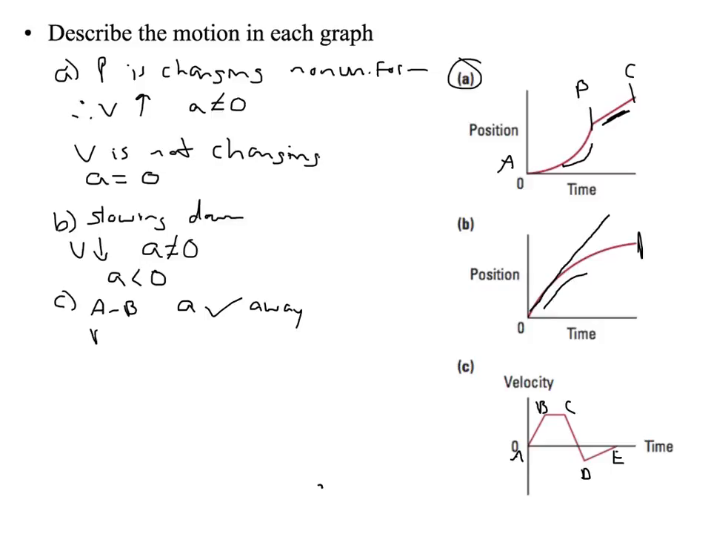Between points B and C, the speed levels off and it starts to travel at a constant velocity. So we would say that v is constant. And if v is constant, a is equal to 0. We have no acceleration.